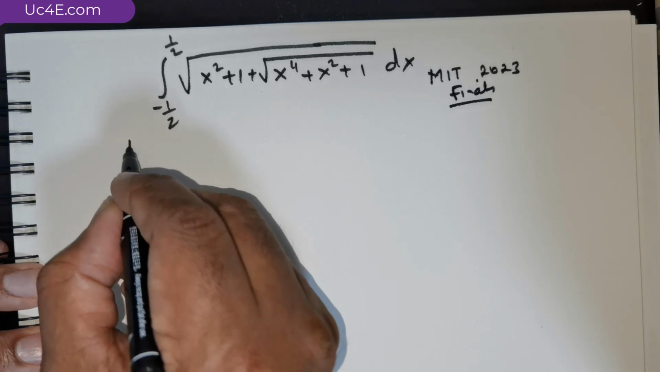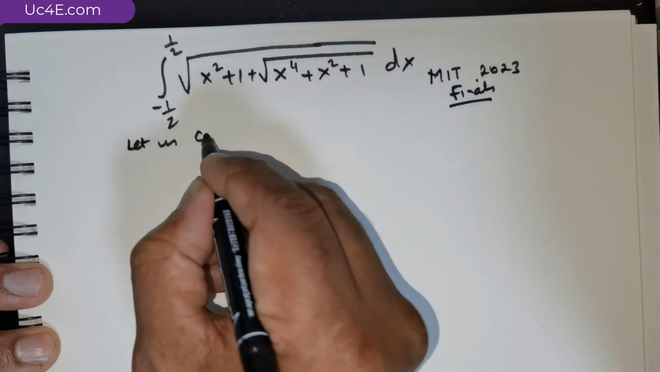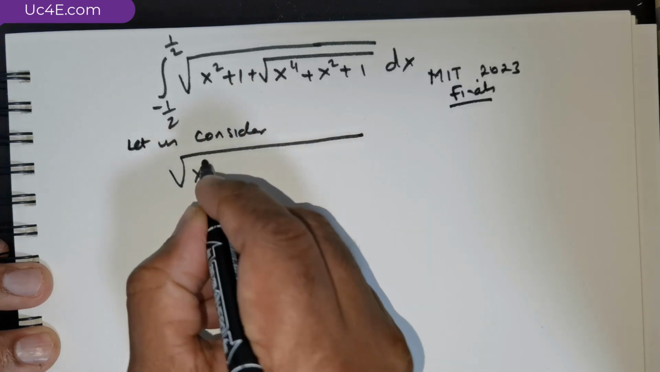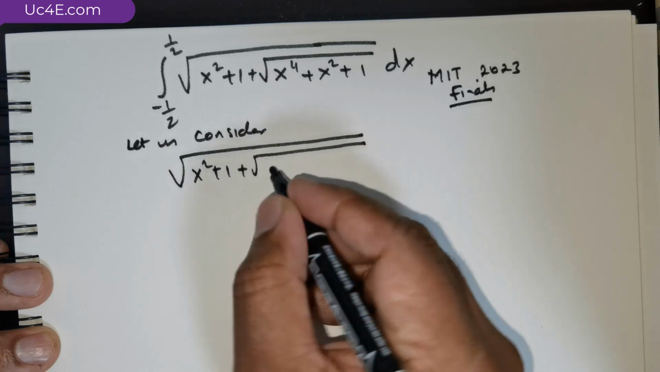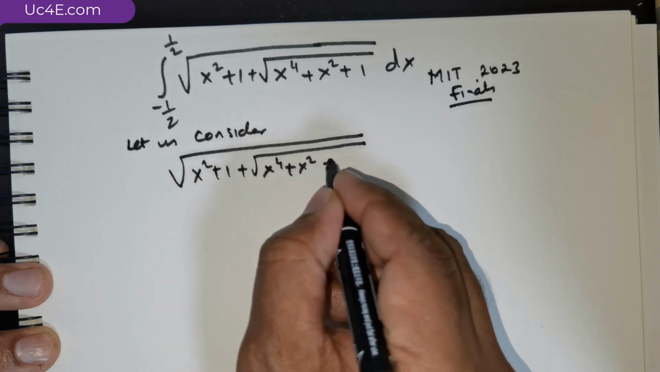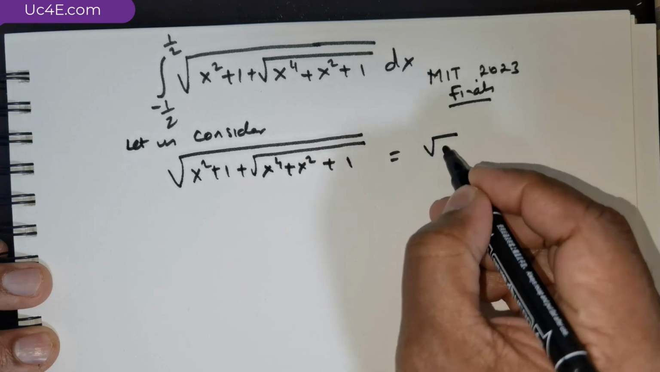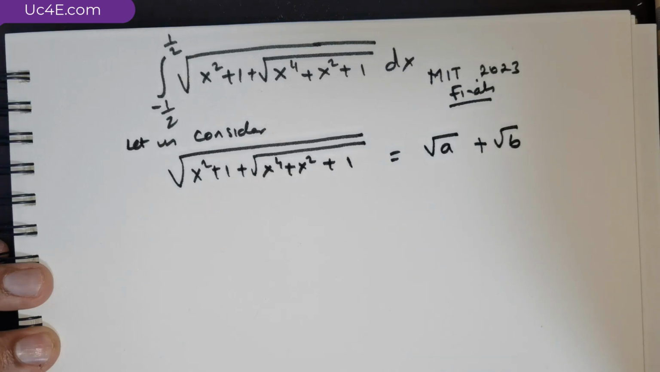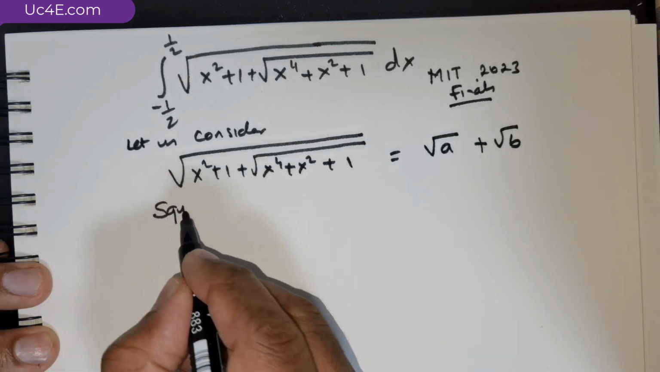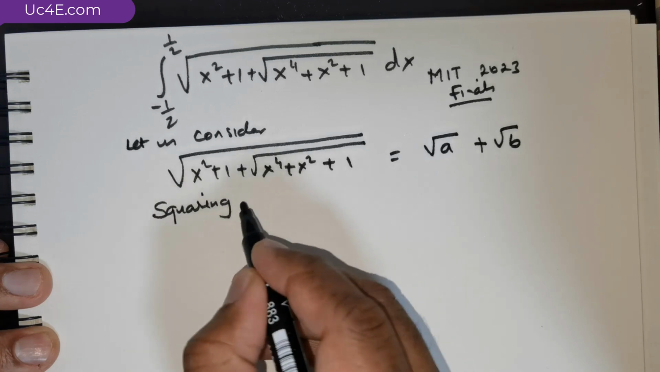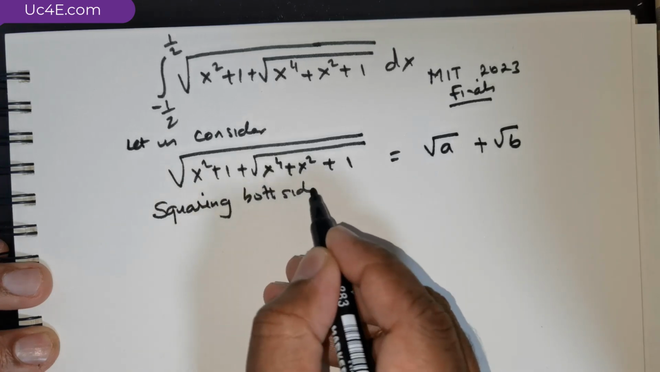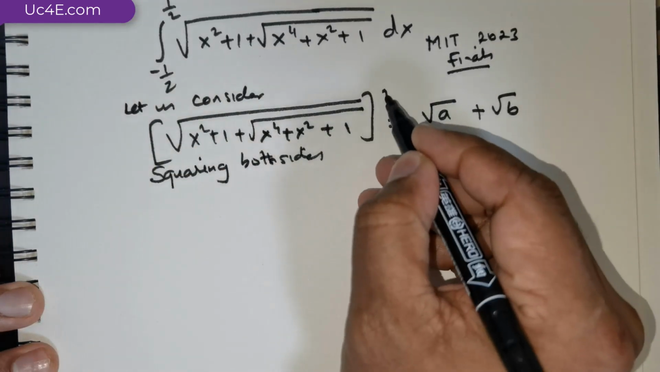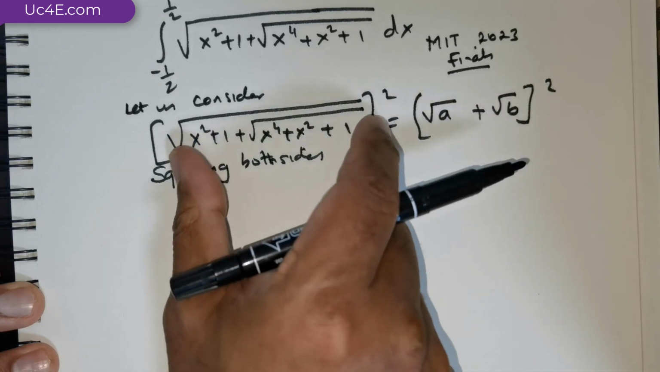So to solve this, what I wish to do is let us consider the square root of x squared plus 1 plus the square root of x to the power of 4 plus x squared plus 1 to be equal to, say, some root of a plus root of b. Now what I wish to do is square both sides. So when I do that, this is going to be raised to the power of 2, and this is going to be raised to the power of 2.